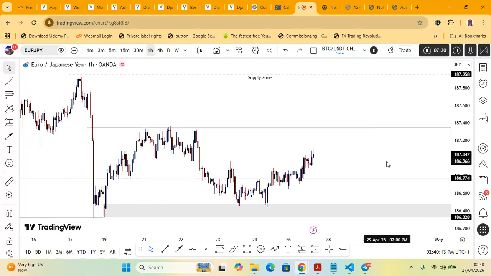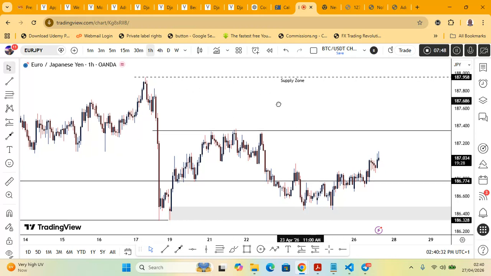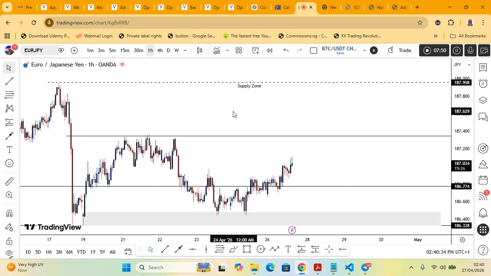And you know why I'm interested in that supply zone? Because of this massive drop. This massive drop tells me that this zone is a supply zone because the market took off very sporadically away from this zone. That tells me that there are sellers in this zone, so I'm going to wait for opportunity to sell at that zone.